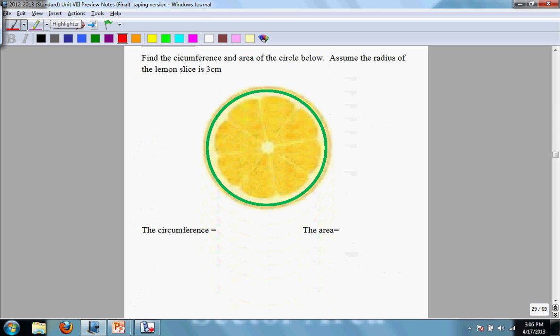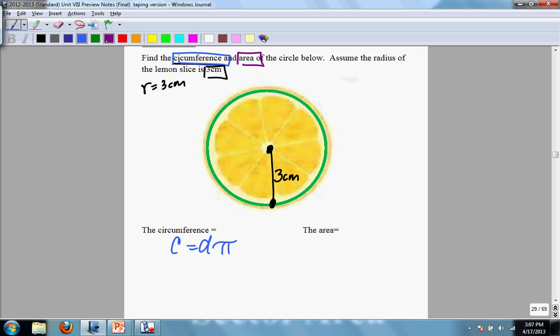Okay, let's start with the basics. It says, find the circumference and the area of the circle below. Assume the radius is 3 centimeters. So radius equals 3 cm. Let's draw that in. Let's always start by writing your equations. Equations have two sides with an equal sign, so we have C = d pi, and then A = pi r squared. Apple pie is really, really good. Parentheses around there.